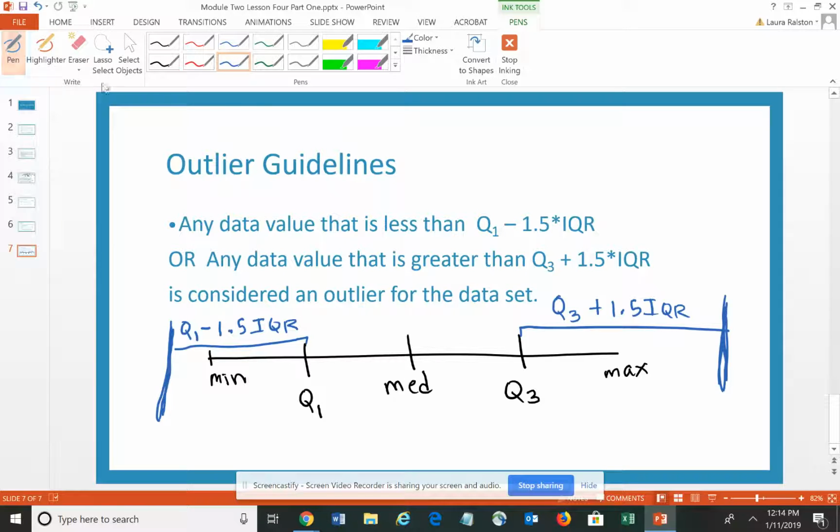And so what this guideline says is that any data value that is basically outside the fence, anything that's out here on these extremes, would be considered an outlier. Okay, so any data value less than Q1 minus 1.5 IQR would be an outlier. Any data value greater than Q3 plus 1.5 IQR would be considered an outlier. And we'll take a look at how to use this formula a little bit later in another video.